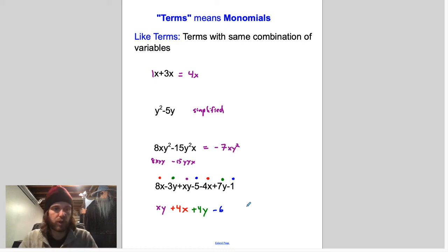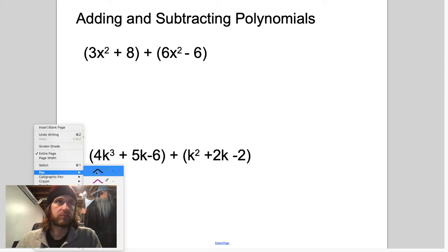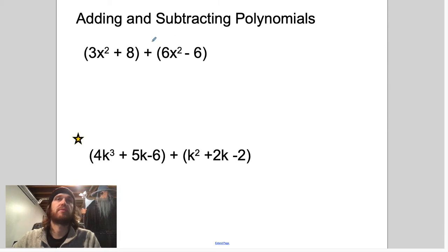Like terms in polynomials are the ones that have the same variables, and those variables are to the same power. And that's all adding and subtracting polynomials is, all you have to do is basically just combine like terms. So if it's addition, you can basically just ignore parentheses and combine like terms. Ignore parentheses and combine like terms.